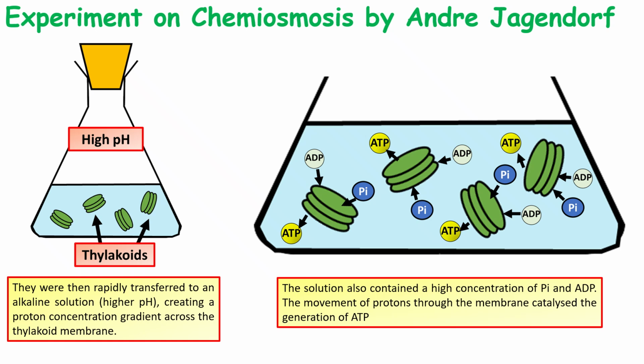Thylakoids were then rapidly transferred to an alkaline solution, creating a proton concentration gradient across the thylakoid membrane. The solution also contained a high concentration of inorganic phosphate and ADP. The movement of protons through the membrane catalyzed the generation of ATP by ATP synthase.